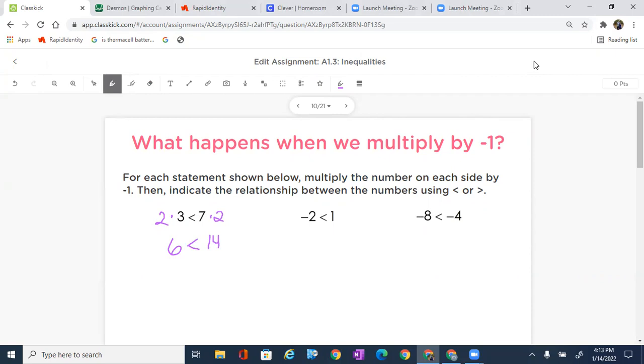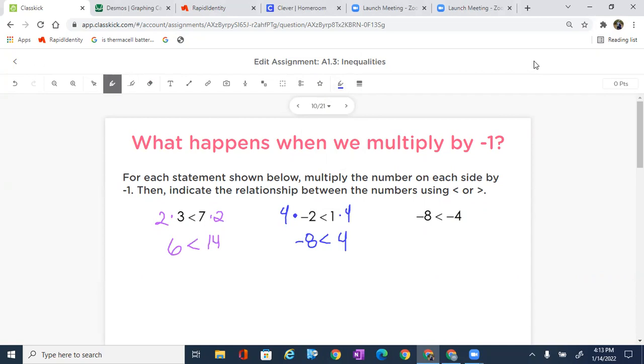And let's just try another one. Let's just experiment. Let's say I multiplied this side by 4, a positive number, and I multiplied this one by 4. Well, 4 times negative 2 is negative 8, which is less than 1 times 4, which is 4. Negative 8 is definitely less than 4. That is so unbelievably true.